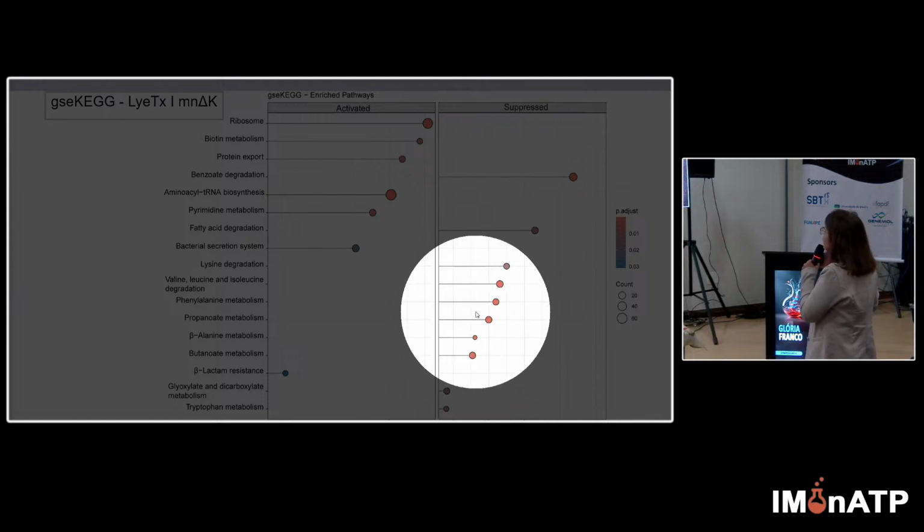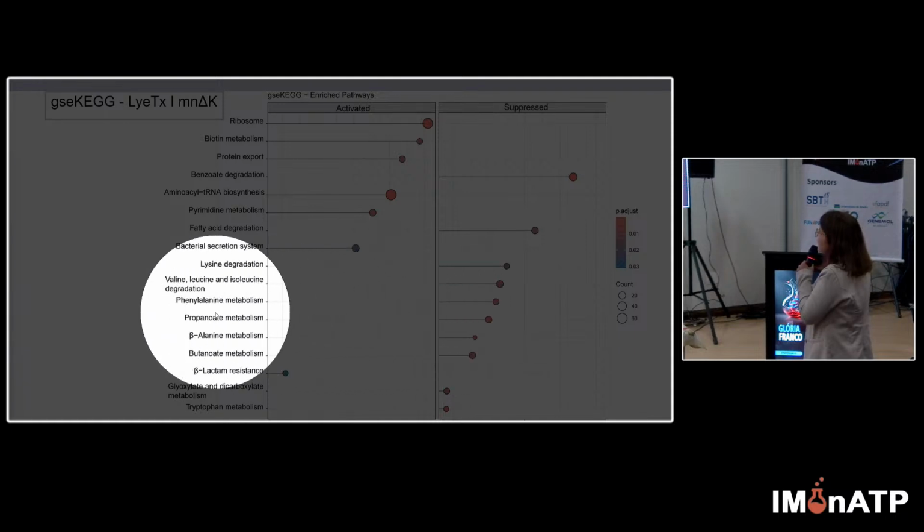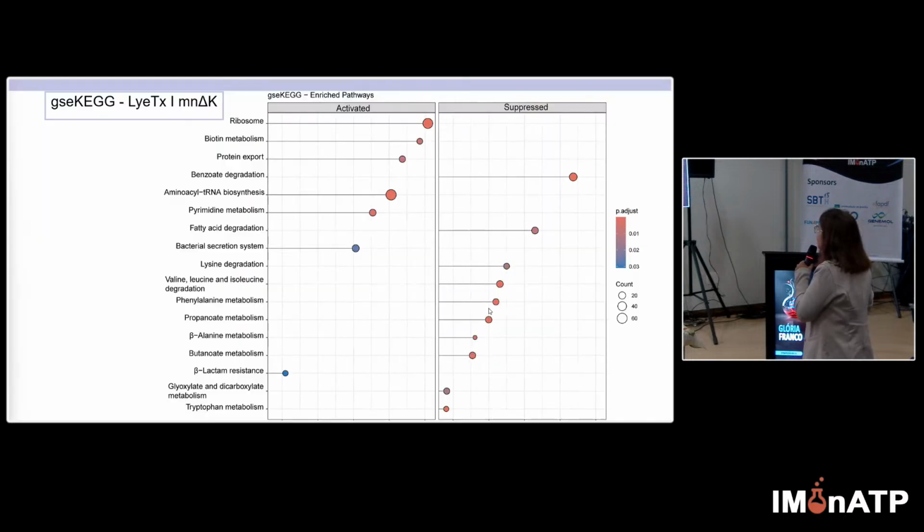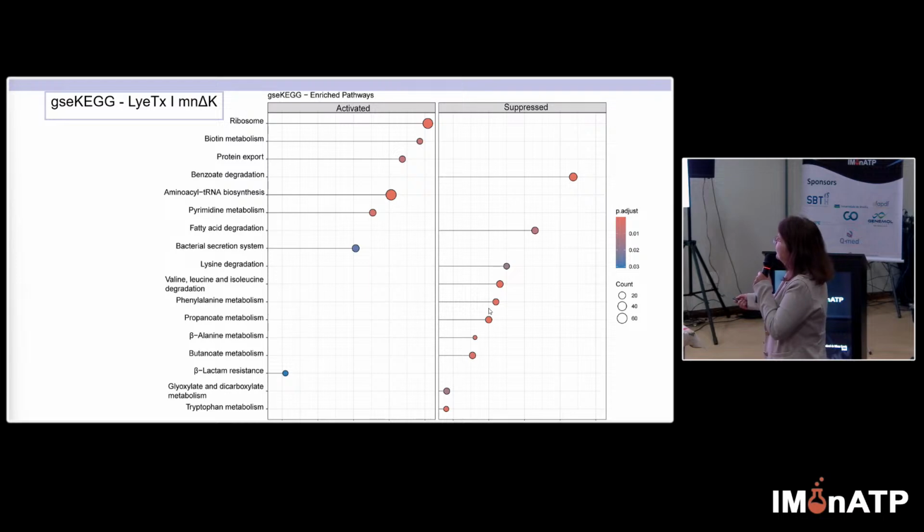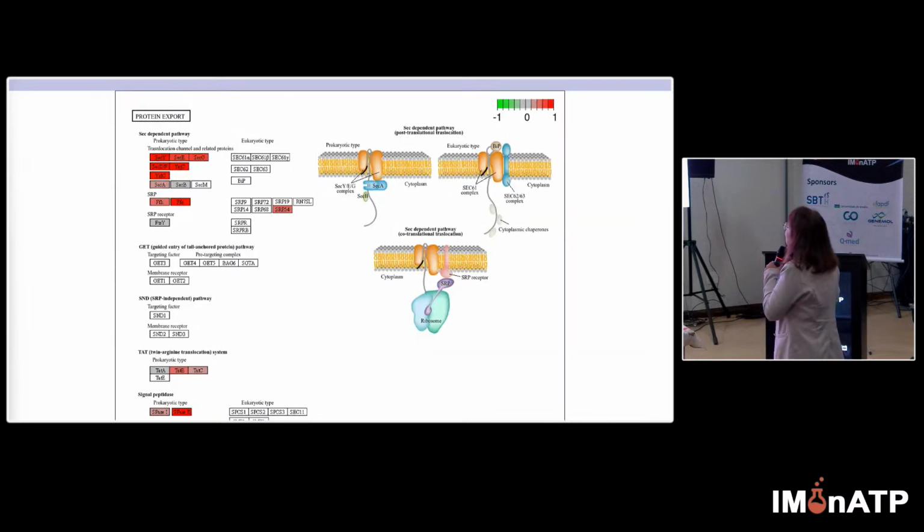And we have here many amino acids metabolism. Degradation of lysine, leucine, isoleucine, phenylalanine, beta-alanine metabolism, everything from the metabolism of amino acid is downregulated. That's very interesting. And what for?